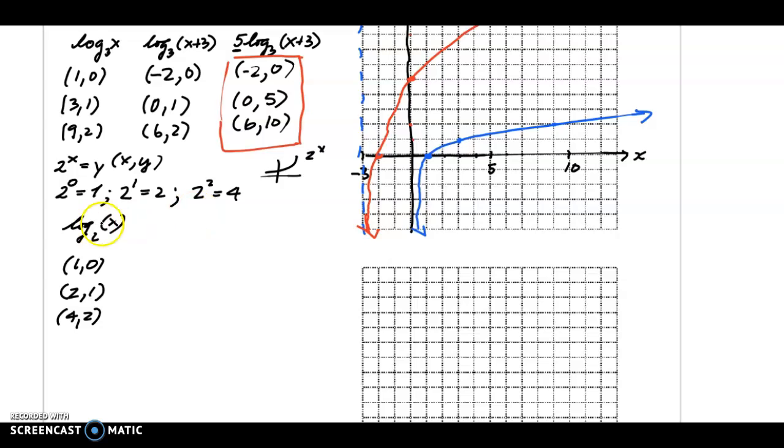That's all. The log is the inverse of this. So I know if it's 0, 1, it's going to be 1, 0, 2, 1, and then 4, 2. Done. Okay. So just have that. This is how I think about it, right? That's my thinking.